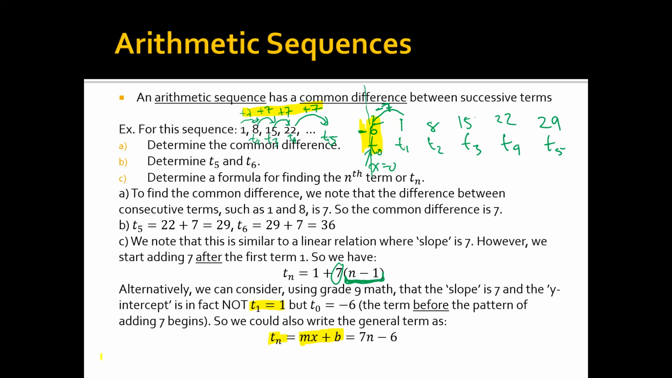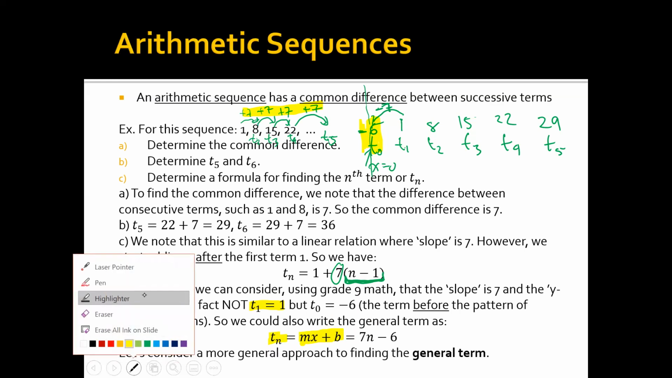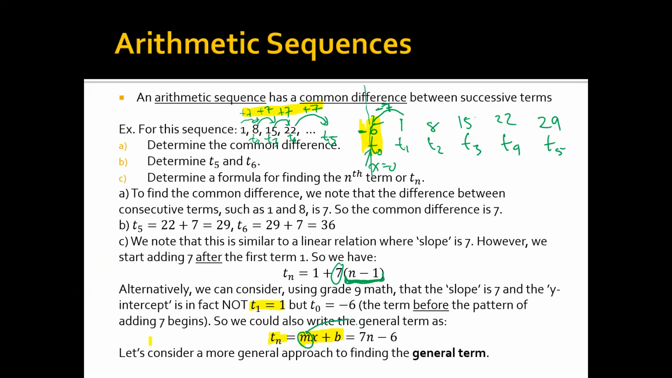The slope, again, going back to this, is the common difference. So that should make sense. The slope is the common difference there. And the b, the y-intercept, is simply going to be your t0 term. So it's a term that comes before we start adding the 7s. So another expression that we could have for the general term is 7n minus 6.